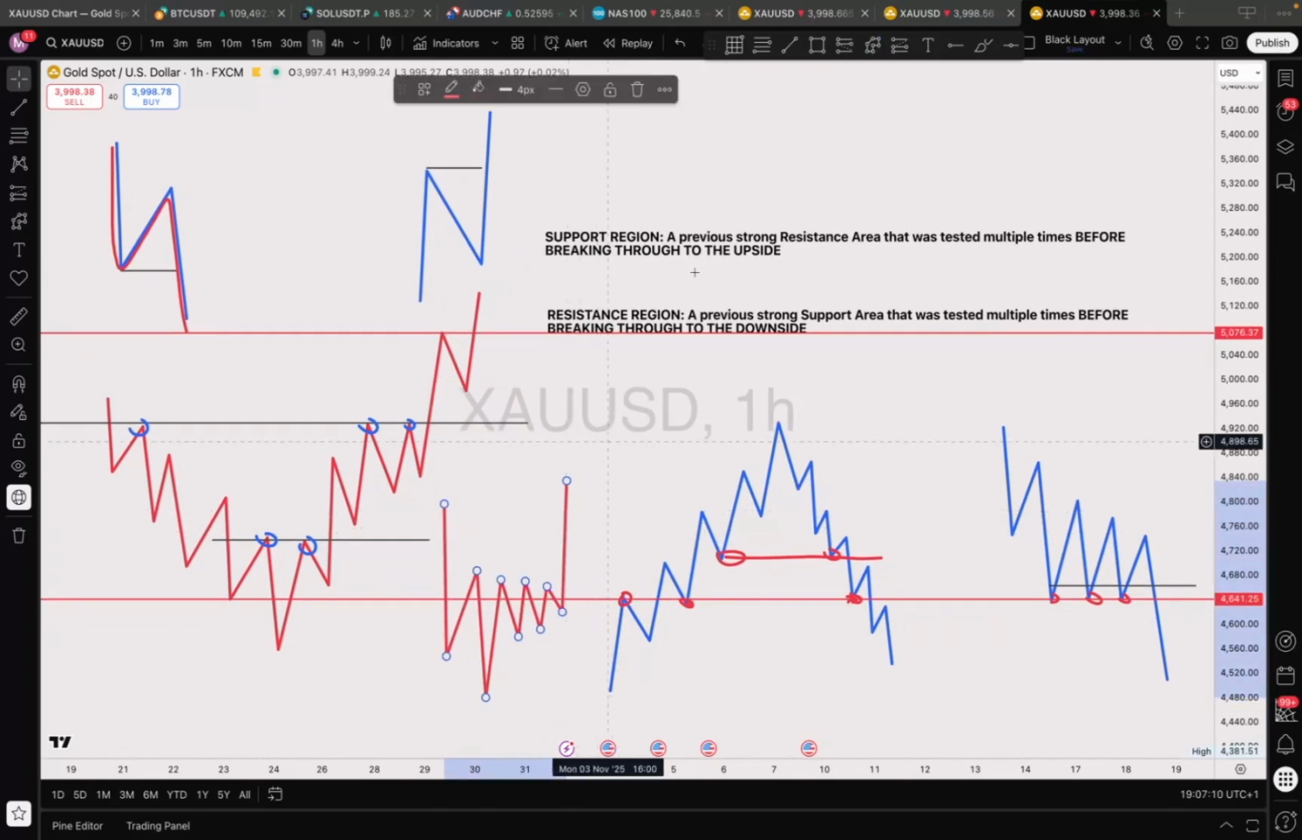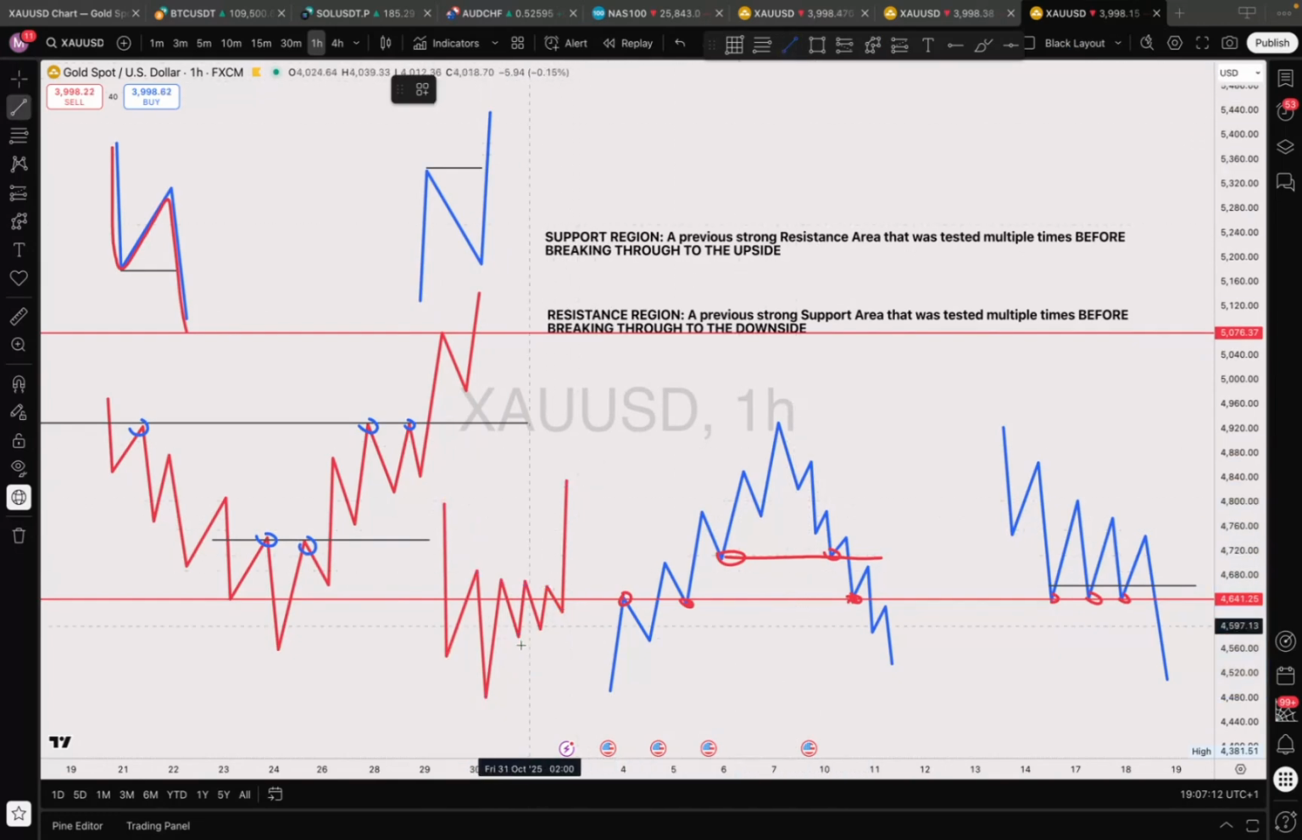All right, because it was an area of multiple touches, this is the current one you mark. You mark it because I told you it's from right to left. It must always be from right to left. That means this is an area price retested multiple times before it finally broke through. That means this region right here is a strong support region that prevented price from passing multiple times, and it is current.